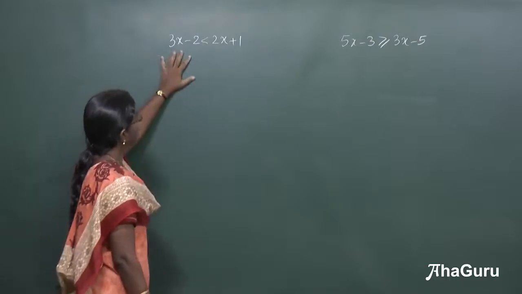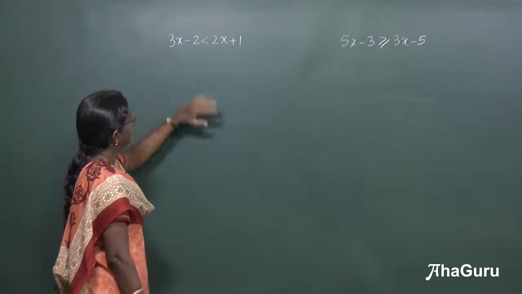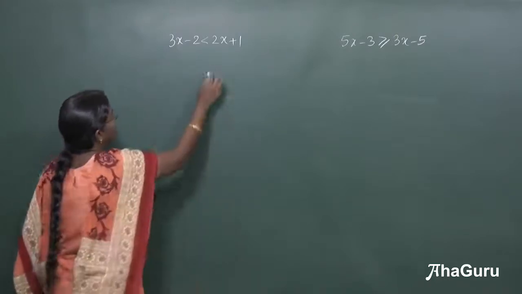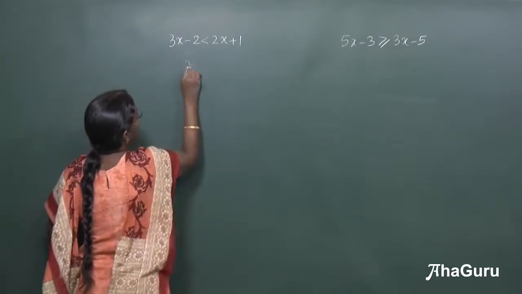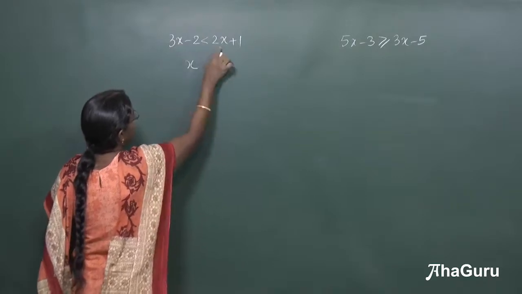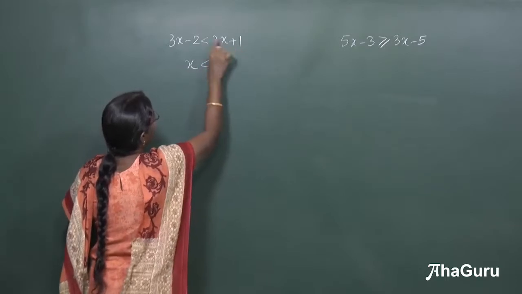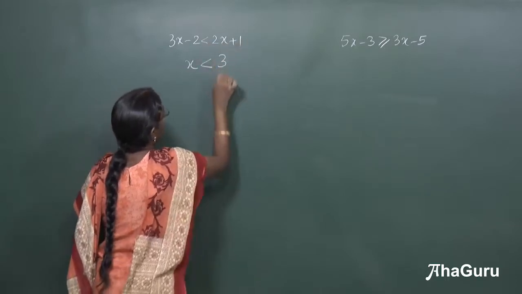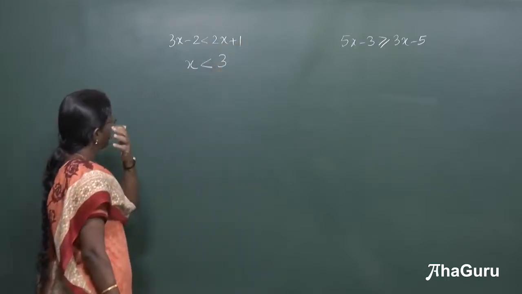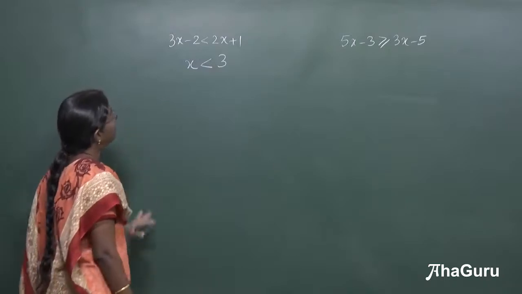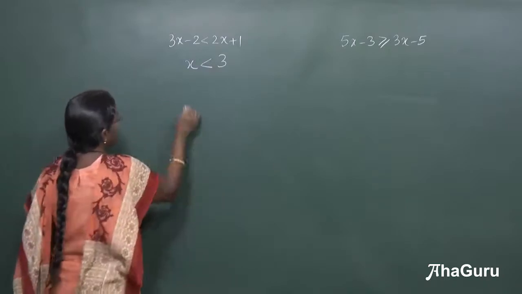The question is to solve this inequality and represent the solution on the number line. X terms, if I take them to one side, I get 3x minus 2x, or x will be less than, it's plus 1 and plus 2, or it will be equal to 3. So the solution, when you simplify it, is just x is less than 3.